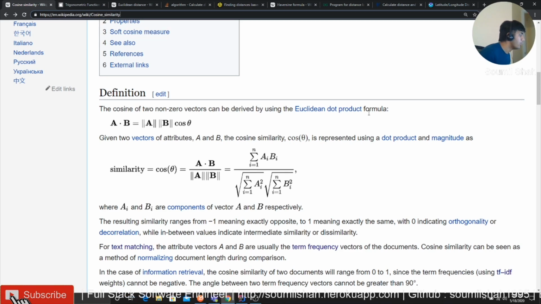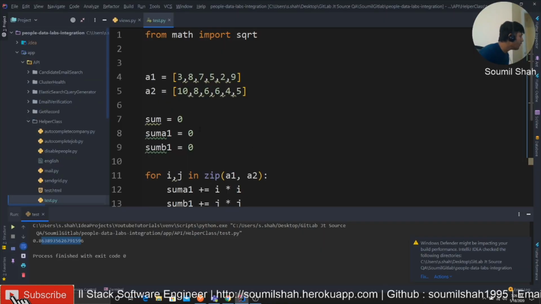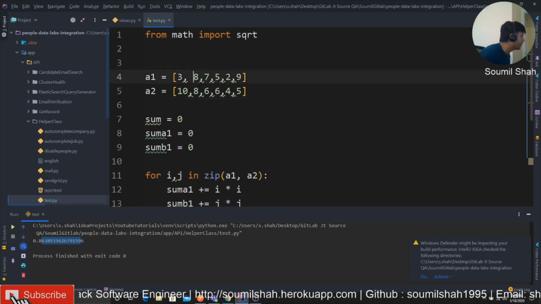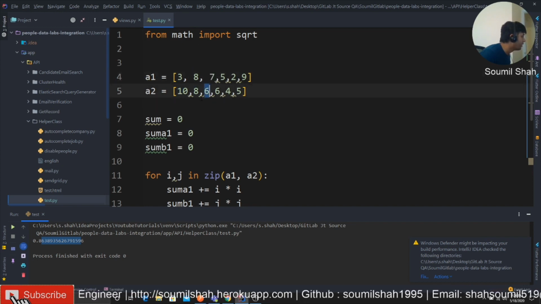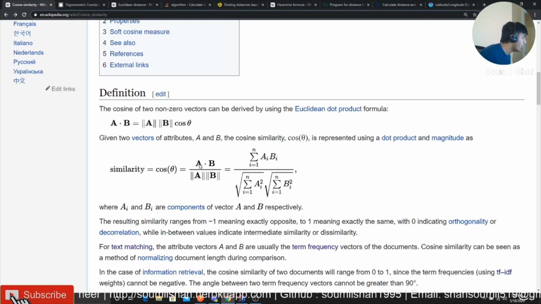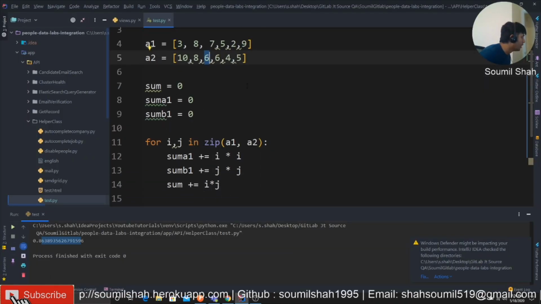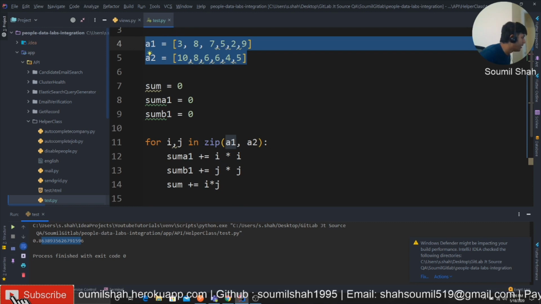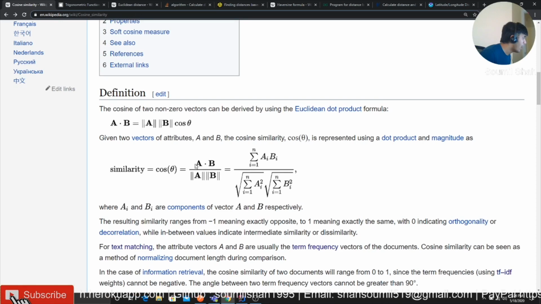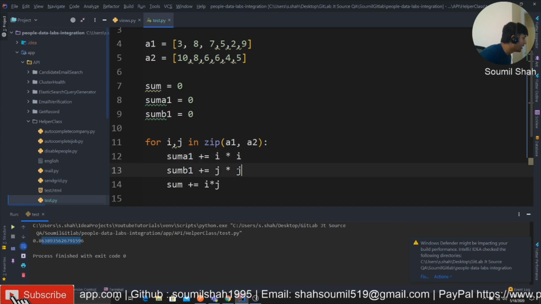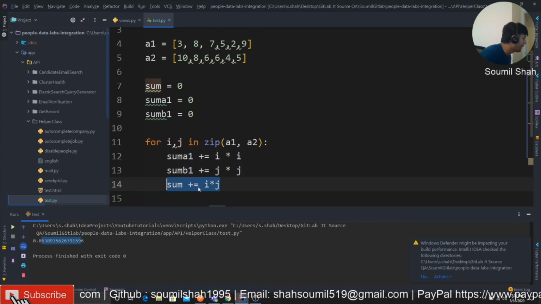Let's have a look at the Python code of it. Here you can see I have two vectors, right? What you need to do is basically 3 into 10 plus 8 into 8, 7 into 6 and so on. That is the dot product. Here you can see from i equals 1 to n. I would simply define a zip function here. Then I need to multiply both of these elements, so that is i into j, sum of i into j.